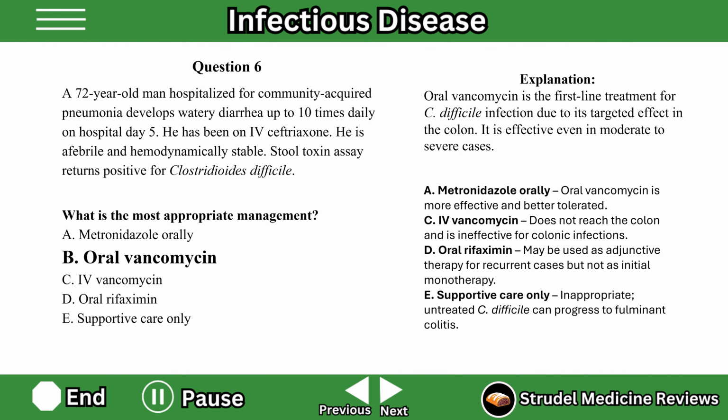For the other answer choices, metronidazole orally used to be first line, really more IV metronidazole, but oral vancomycin is more effective and better tolerated. IV vancomycin doesn't reach the colon, so you want to not use that route of administration. D, oral rifaximin is not really used for C. diff. It's more commonly used in, like, a hepatic encephalopathy type picture. And then E, supportive care only, is inappropriate because you need to treat the infection.